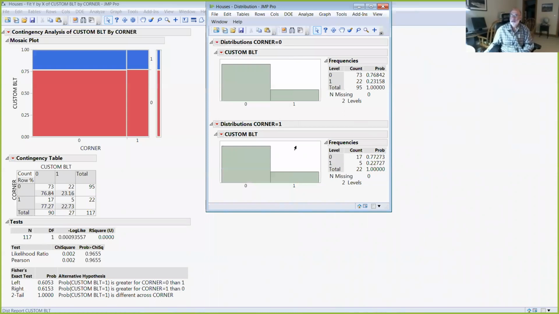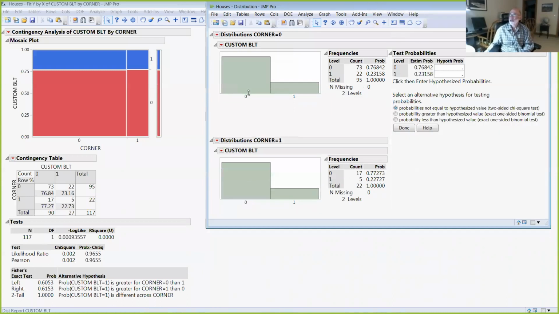So we got the same numbers again here, the 23.158% among the not corner houses, and in the corner houses, the 22.73%. So the same numbers appear here. But from this platform, we could actually test probabilities.